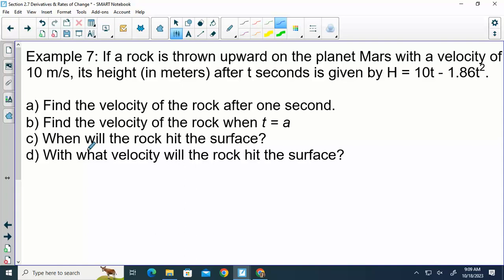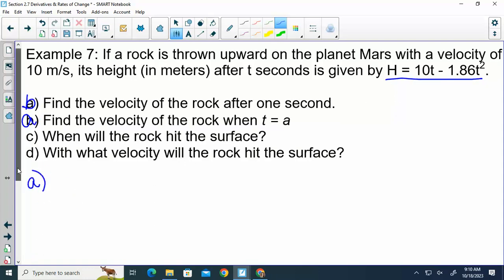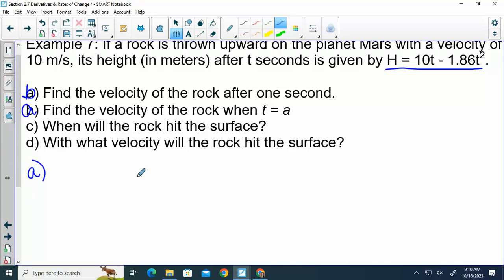So if a rock is thrown upward on Mars with a velocity of 10 meters per second, its height after t seconds is given by this equation. Find the velocity after 1 second. Let's do part B first. I'm going to switch my A and B. I think it'll be easier. So part A, I want the velocity after a seconds, essentially. So velocity, same thing as finding a derivative.